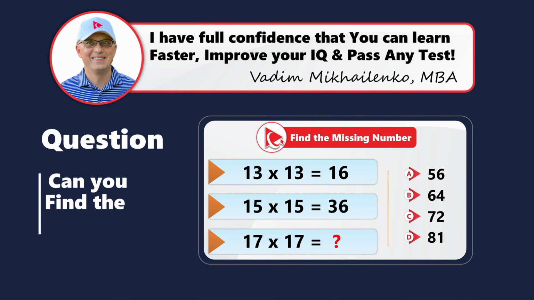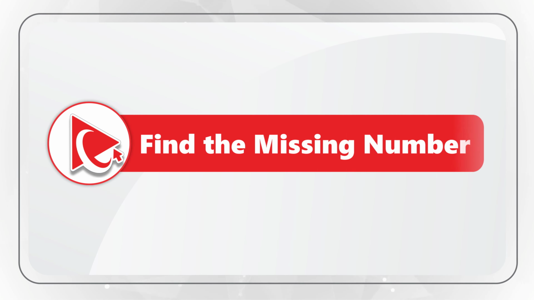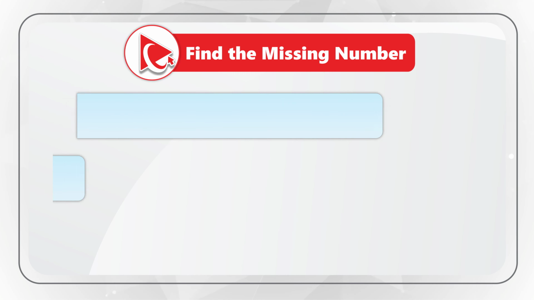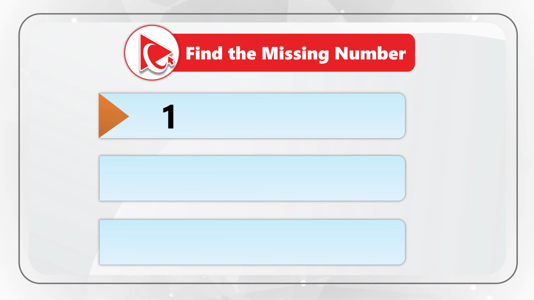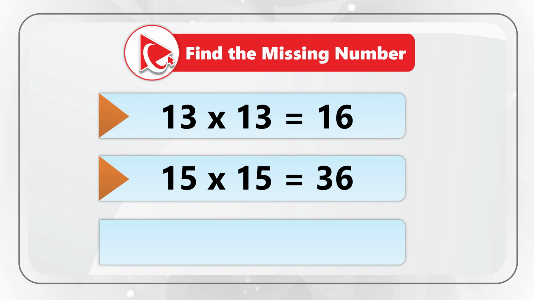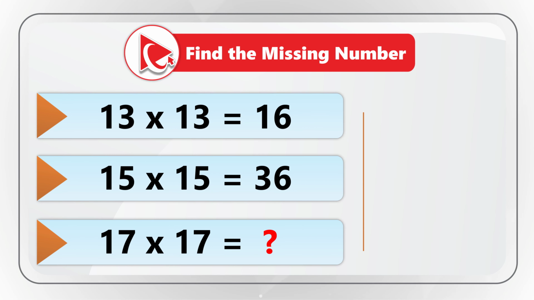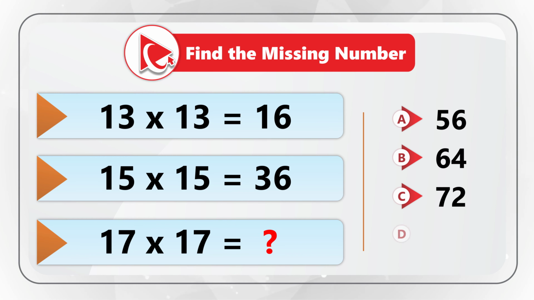Here's one of my favorite questions, which requires you to use your critical skills and imagination. You need to find the missing number, and you're presented with three different expressions. First expression is 13 multiplied by 13 equals 16. Second expression is 15 multiplied by 15 equals 36. And last expression, the one that's missing the number, is 17 multiplied by 17 equals missing number. You have four different choices to select from. Choice A, 56. Choice B, 64. Choice C, 72. And choice D, 81.